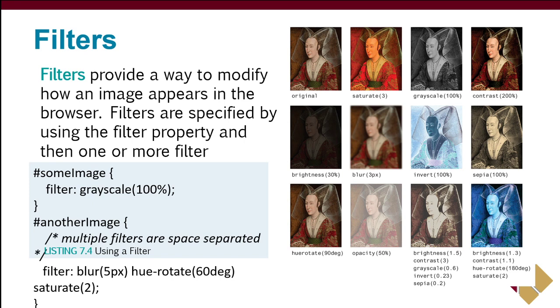Next is saturate, so make it more saturated. So saturate of 3. Next one is grayscale, so how black and white do you want it? Next one is contrast, so how much contrast between the lightest part and the darkest part do you want? Same thing with brightness. You can also blur, you can invert, you can add a sepia tone. You can also rotate the hues by 90 degrees.